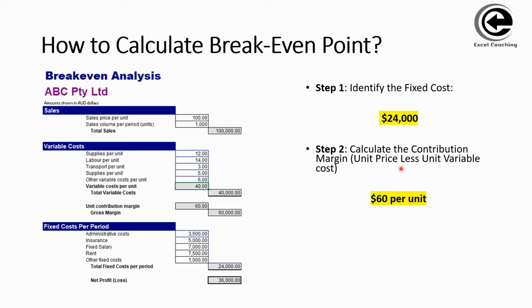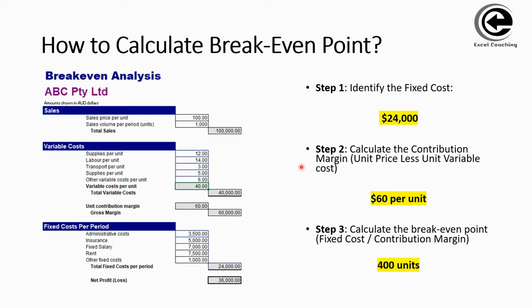The last step, step 3, is fixed costs divided by the contribution margin. Therefore, it's $24,000 divided by $60, which gives us 400. So the break-even point is 400 units.